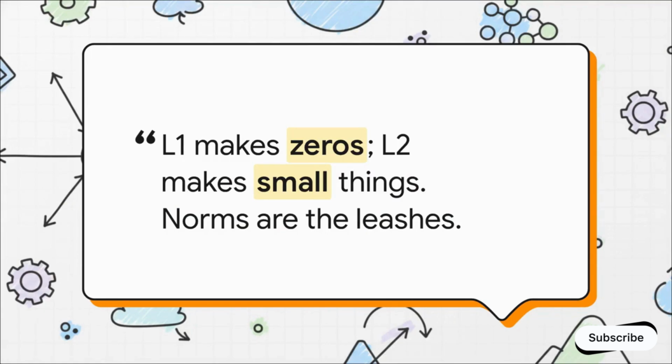If you take away literally just one concept to permanently embed in your engineering toolkit today, let it be this. L1 makes zeros, L2 makes small things. Normalization shrinks arrows to length 1, and norms are the leashes that keep neural networks from exploding.